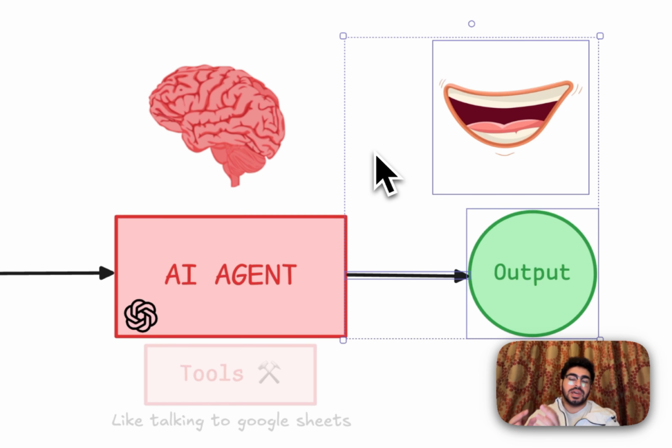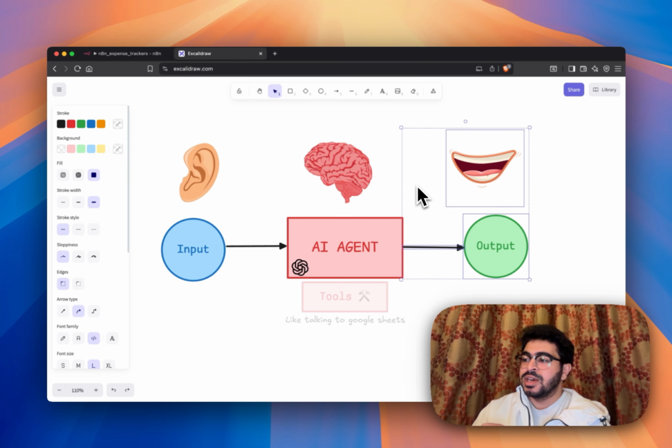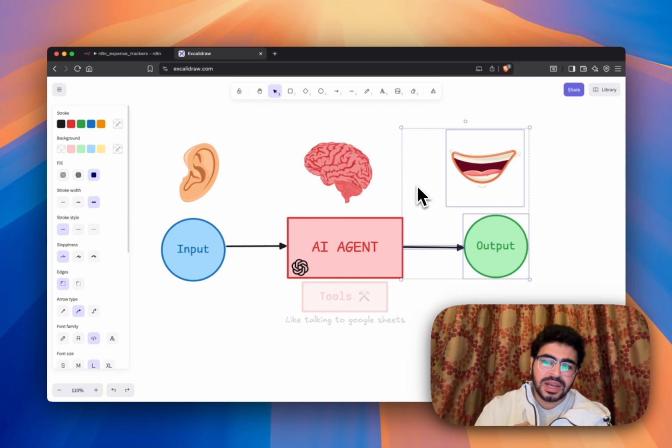And then we have the output. The output is like the mouth of the AI agent. It's a way that we give the AI agent the capability to output things to us, or maybe display something on the screen, send us a message, etc. So think really abstractly here.